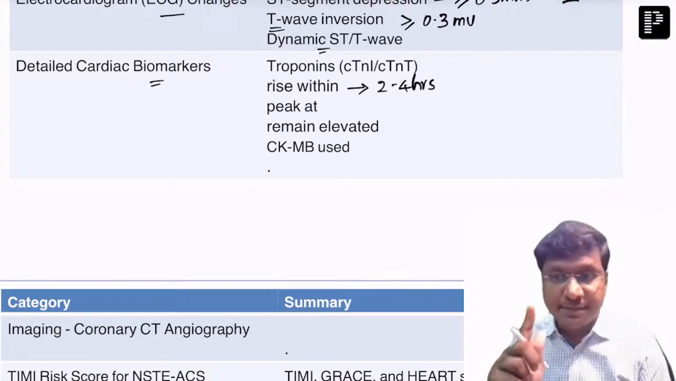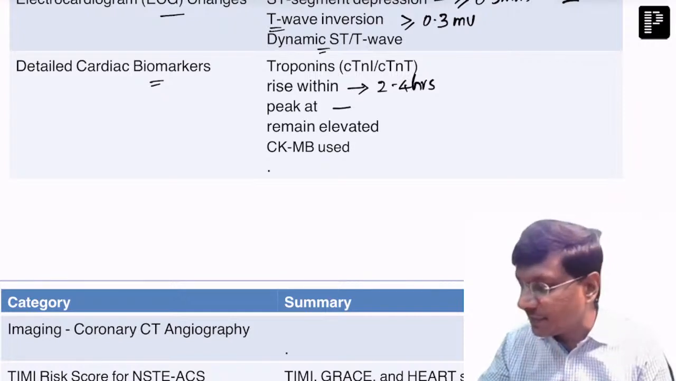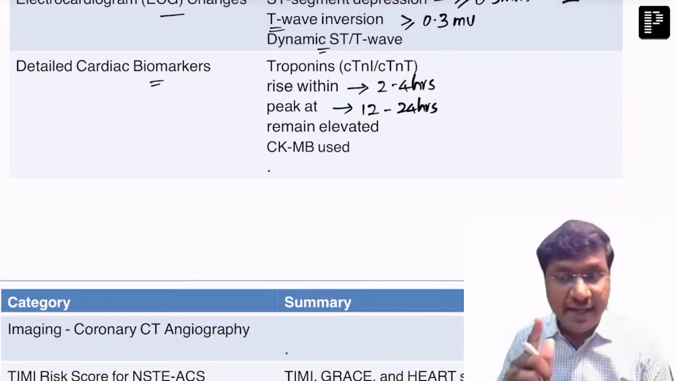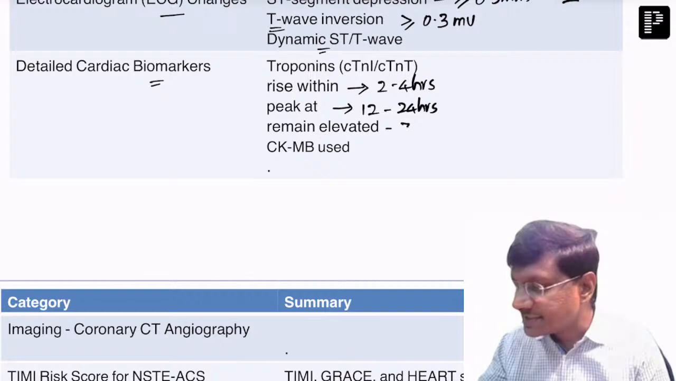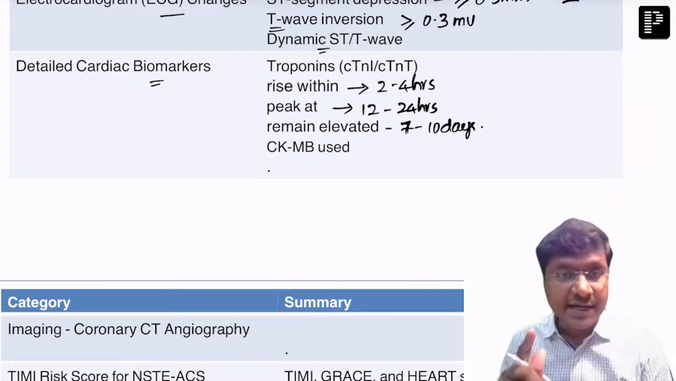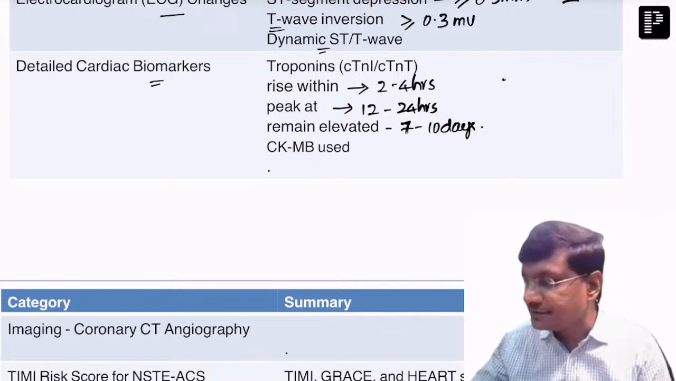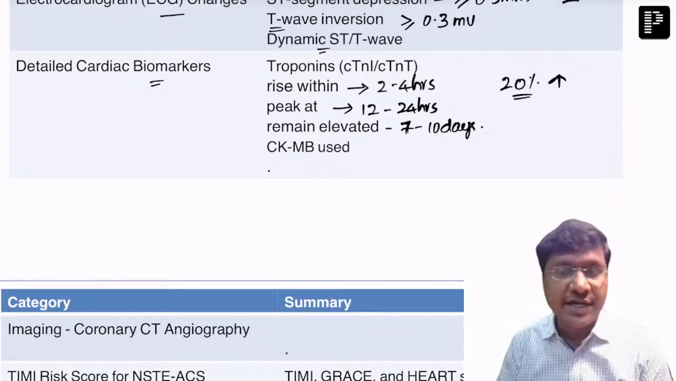And when do they reach the peak value? They reach the peak value within 12 to 24 hours. And they remain elevated for nearly around 7 to 10 days. These cardiac troponins are also important markers for reinfarction. So whenever there is reinfarction, there is almost 20% quantitative increase in your cardiac troponin from the baseline value.